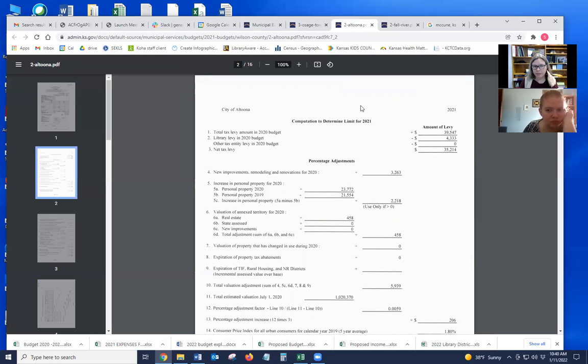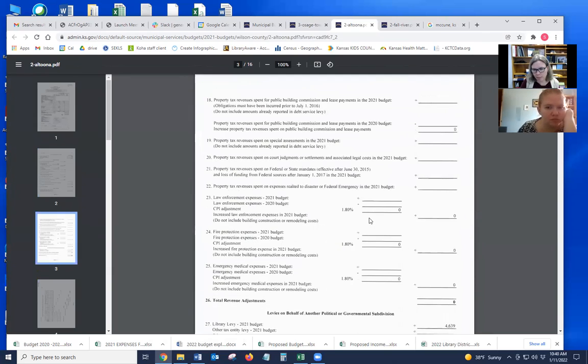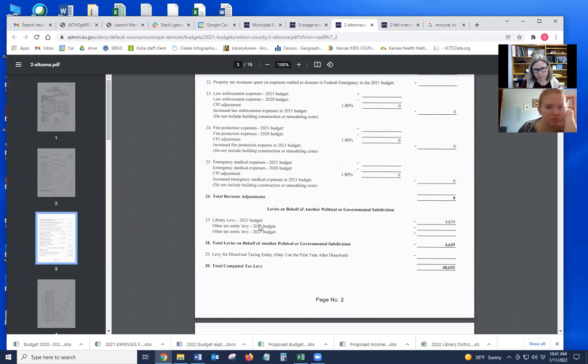Part of this whole, the way this works, and I guess the reason why cities are willing to do this is at the top of this, it says computation to determine the limit for 2021. Total amount needed, total amount from last year's budget. And then they subtract out the library, that $4,333. So the city does this on our behalf, but they're separate. It doesn't impact them, because I think later they add it back in. Yeah, they'll add it back in.